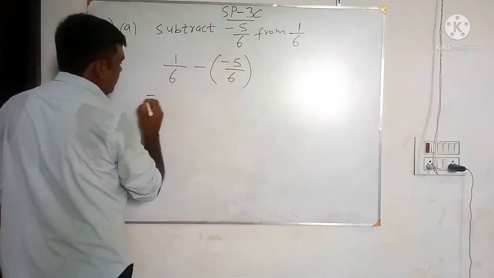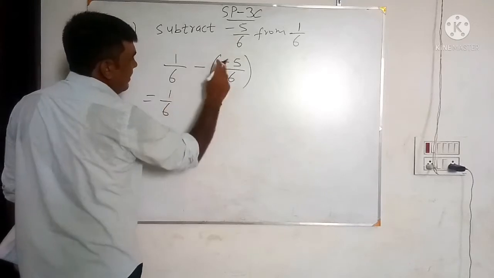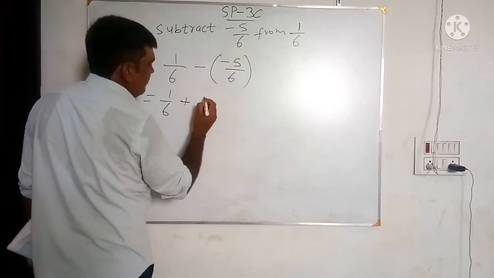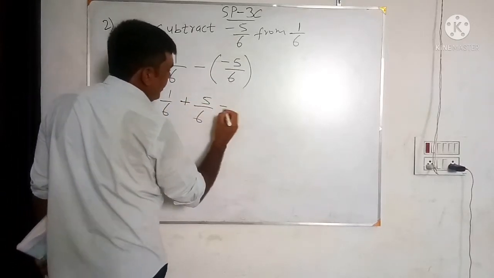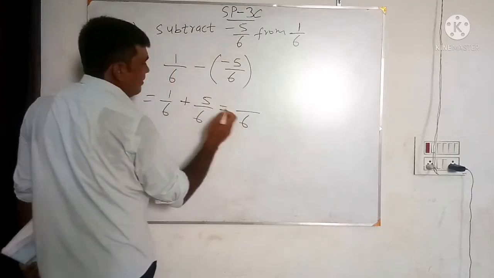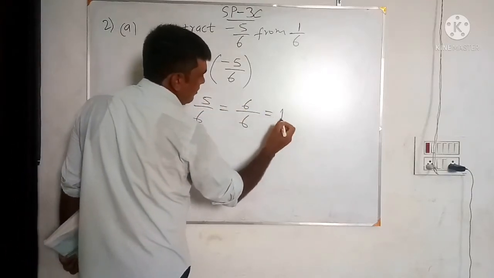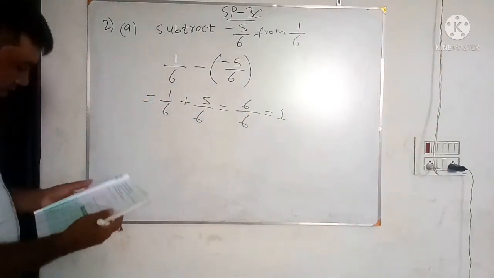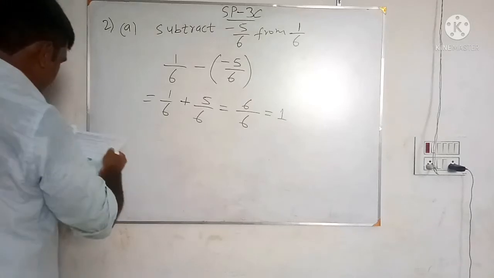Now 1 by 6 minus minus becomes plus 5 by 6. Denominators are the same, take common. Now add the numerators, 1 plus 5 gives you 6. Now 6 by 6 equals 1. The result is 1. Like this you have to do. Now let's solve question number D.